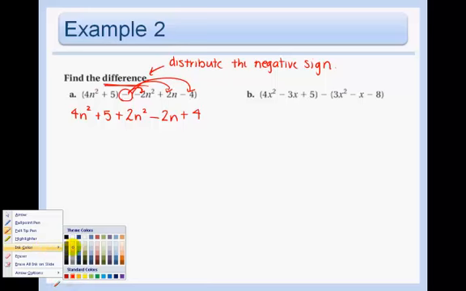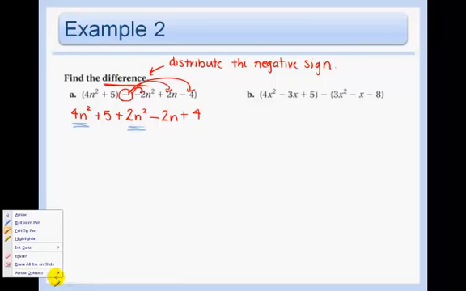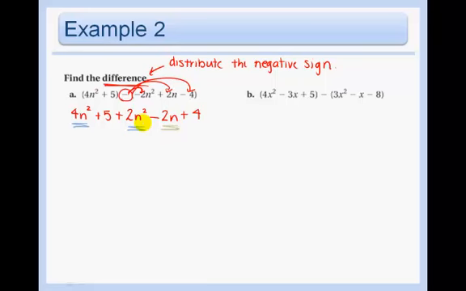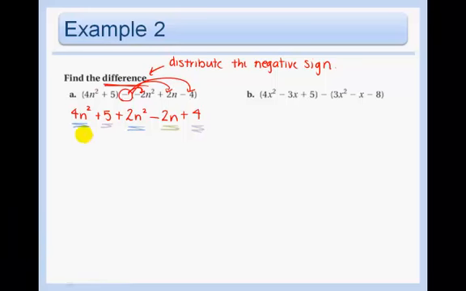Now I need to look for like terms. So here are my n squareds. Now I need to look for my n's. Now I need to look for my constants. We have 4 plus 2 is 6n squared. Minus 2n. We only had minus 2n. 5 plus 4 is 9.